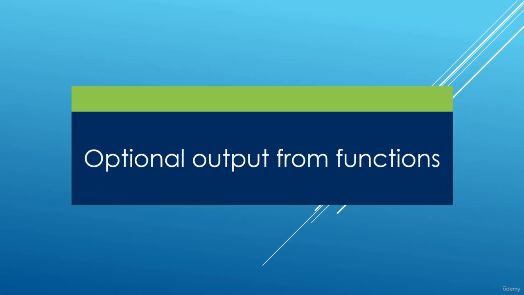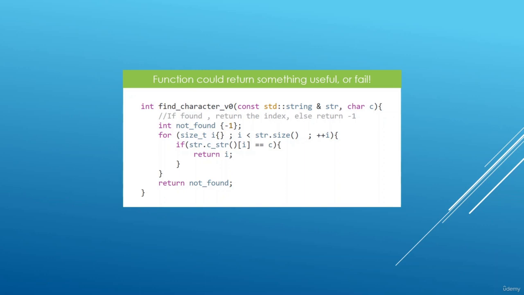In this lecture, we're going to learn about optional output from functions. Sometimes you have a function like this which may return something useful or fail to give you whatever it is you want from the function. This one is supposed to find a given character in our string here, and if it finds the character, it's going to return the index where the character is in the string. Otherwise, it's going to return a -1.